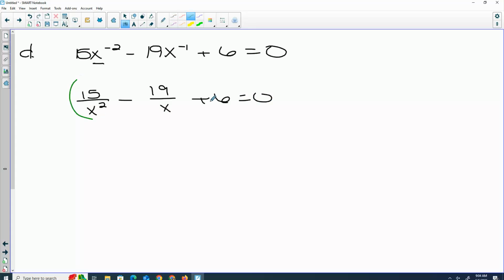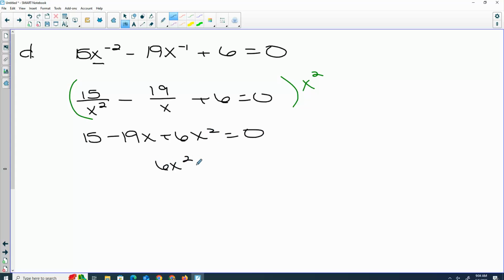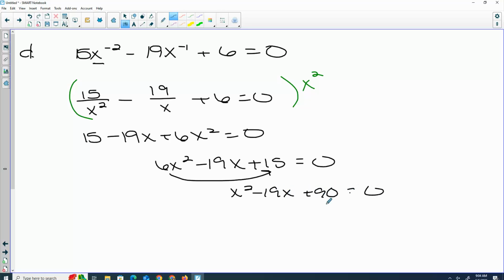So the easiest option here would probably be to take everything times x squared. When you do that, you get 15 minus 19x plus 6x squared equals 0. Or if you flip it around so it looks more like a normal quadratic, then we can slip and slide. Multiply to 90, add to negative 19. That will be negative 9 and negative 10.